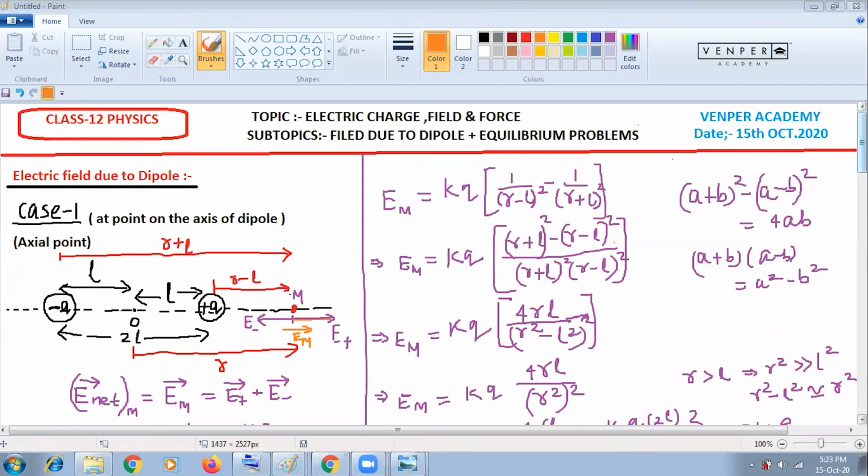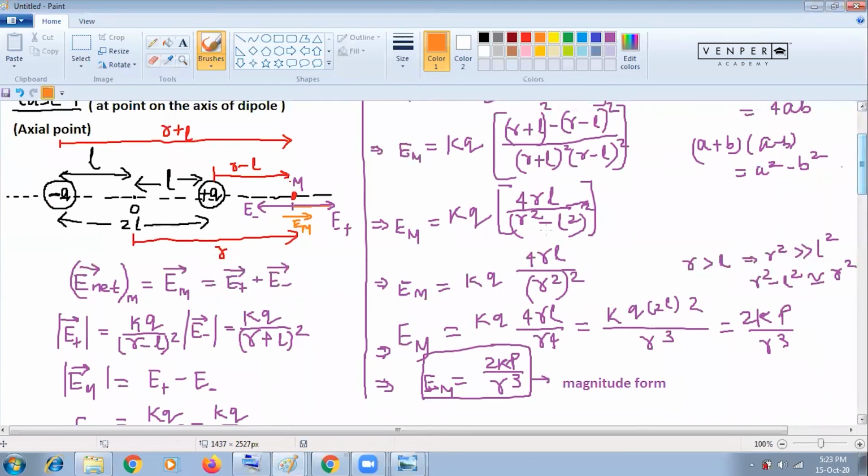Where is the negative side? Because they are opposite, no? Which line are you asking? Step number 3. So here you see E plus, E minus. Why did you do E minus? Because they are anti-parallel. Remember, if two vectors are anti-parallel to each other, they are in opposite directions. E minus is showing in the left direction, and E plus is showing in the right direction. So when they are opposite in direction, that's why you have to give minus.